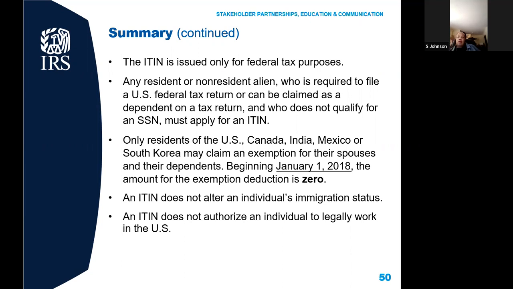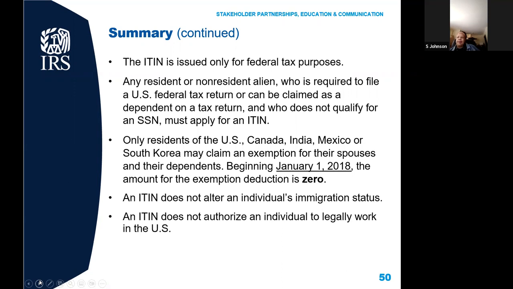It talks about the requirements of any resident or non-resident who's required to file a return, or who can be claimed as a dependent and doesn't qualify for a social security number. If they do qualify for a social security number, then they should obtain that social security number. Then it talks about only residents of the US, Canada, India, Mexico, or South Korea may claim an exemption for their spouses or dependents. Tells you what the law is saying here. Right now, 0 is the credit you'll get. And an ITIN does not alter the immigration status. It does not give you authority to work in the US.